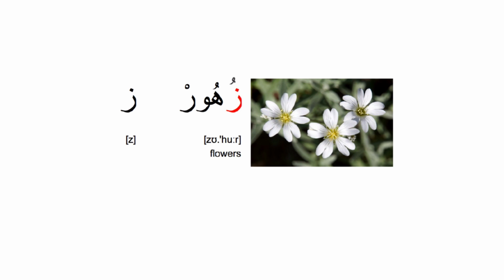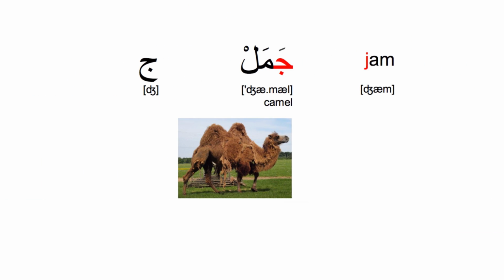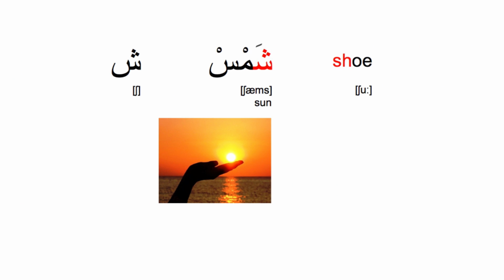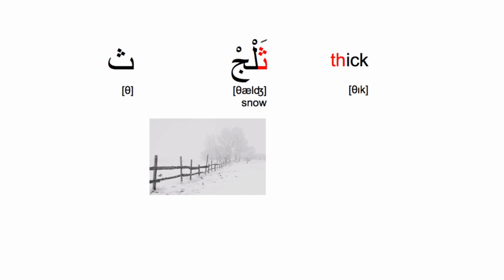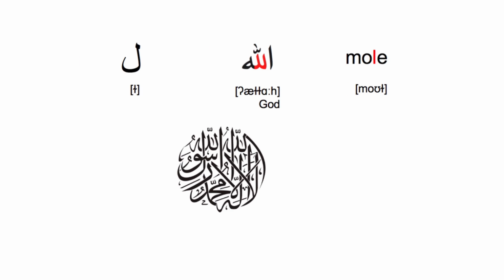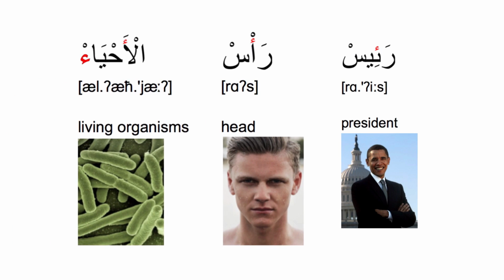Then we went into 7 consonants with familiar sounds that had somewhat unfamiliar IPA symbols. Y as in yamamah, j as in jamal, sh as in shams, th as in dhib, th as in thalj, l as in Allah. That's a sound that's made in the same spot as English's L, but only shows up in this one single but very common word. And the glottal stop, which shows up in English in the word uh-oh, and in Arabic in words like ra'is, ra's, and al-ahya.